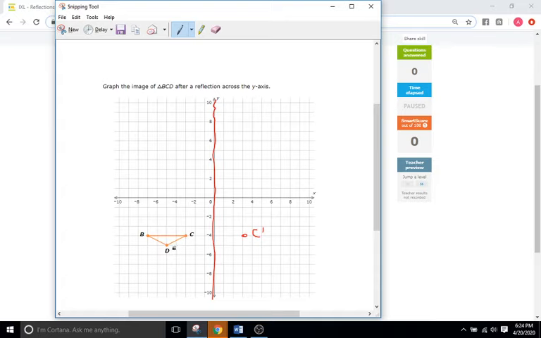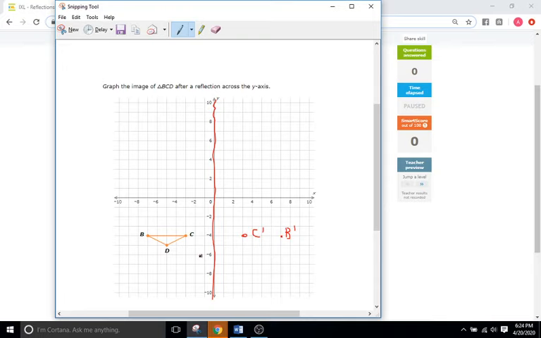Now we're going to reflect the other 2 points. So we're going to go to B now. Point B is right here, and we're going to count 1, 2, 3, 4, 5, 6, 7. And then we're just going to go 1, 2, 3, 4, 5, 6, 7. Okay. So this point right here is going to be B prime.